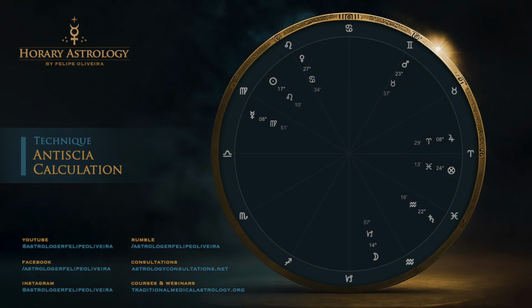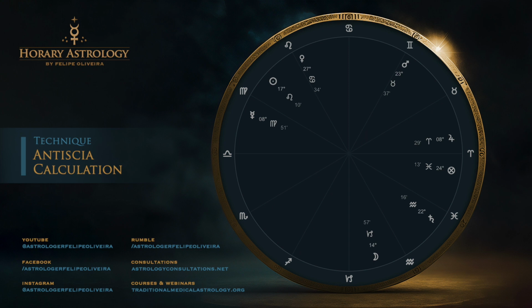We're going to be using a hypothetical whole house chart for the sake of simplicity. This way we divided the chart into 12 equal sections. Houses do not play any role in calculating Antiscia. We're only concerned with signs, so a whole sign chart makes it simpler to visualize it.